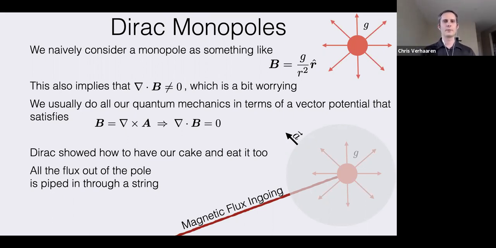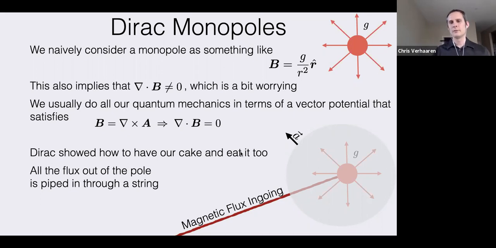When we talk about a magnetic monopole, this is just a particle that produces a radially diverging magnetic field in the classical sense. And of course, that means that the divergence of B is not going to be 0, because that's what it means to have a diverging field. And classically, that's no problem, but quantum mechanically, this is a problem because we tend to do all of our quantum mechanics in terms of a vector potential that's related to the magnetic field in this way. But of course, that mathematically implies that the divergence of B vanishes.